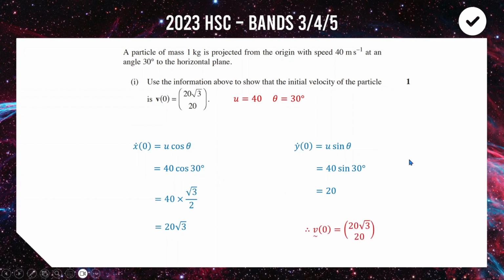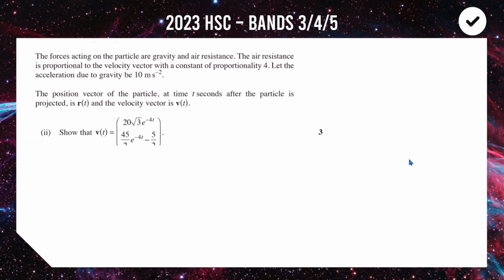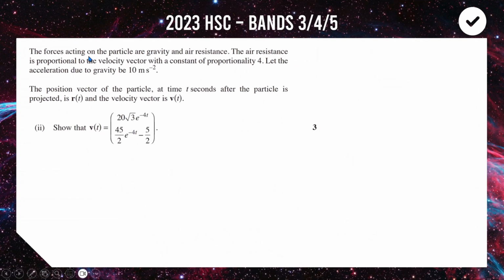Moving on to the real pain now, which is part 2. We have forces acting on the particle, we have gravity, and we have air resistance. Air resistance is proportional to the velocity with a constant of proportionality 4. Let the acceleration be 10. So we have our velocity vector given by this, and we need to show that this is our velocity vector.